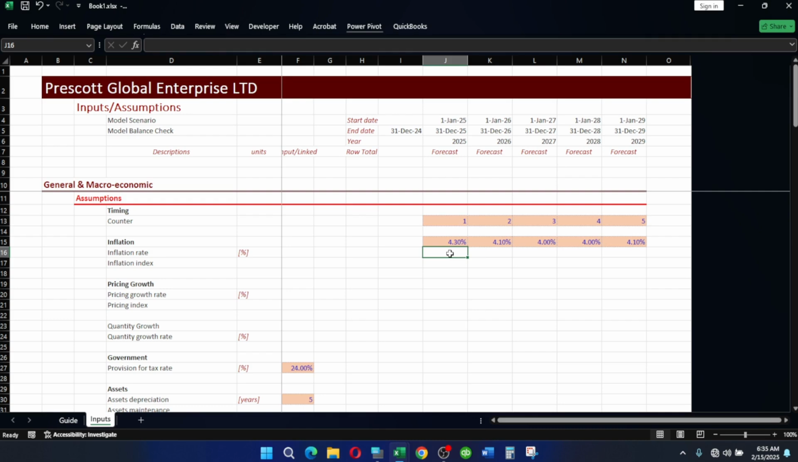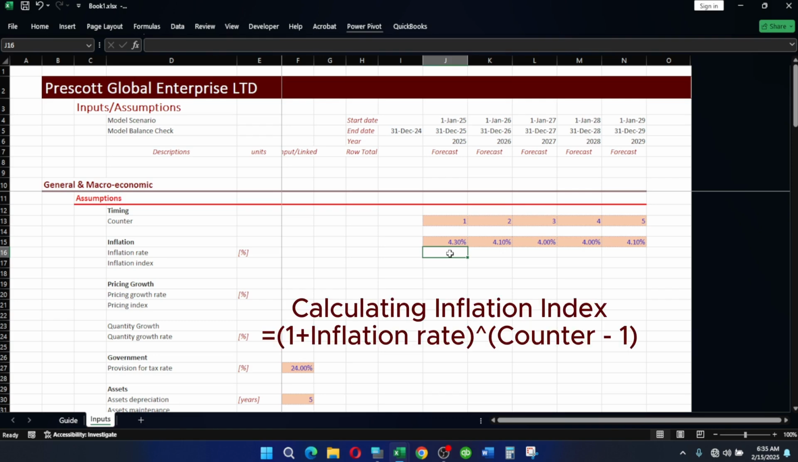So how do we calculate the inflation index? Right here. You have to pay close attention to this concept. You have to be very, very careful here because it's a little bit trickier. So we are going to be using the inflation index to compute. We want to calculate the inflation index.